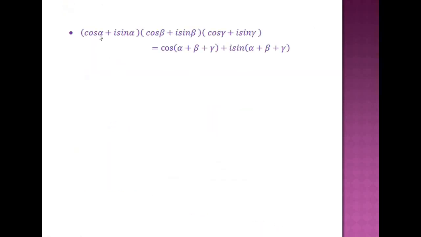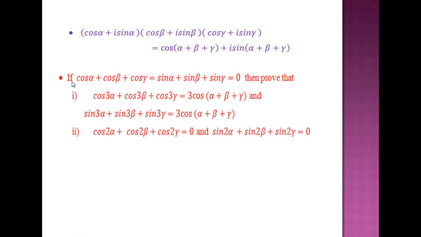Now here also we can use (cos alpha plus I sin alpha) into (cos of beta plus I sin beta) into (cos of gamma plus I times sin of gamma) is the same as cos of (alpha plus beta plus gamma) plus I times sin of (alpha plus beta plus gamma). This is one more standard condition. Now here we can prove the result.